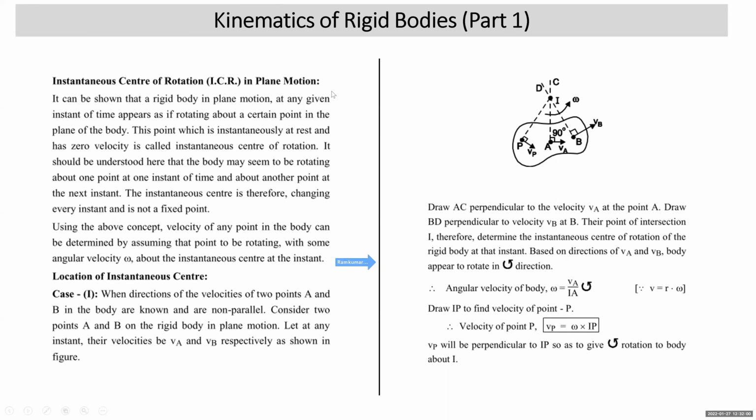Now, how do we solve the problems of general plane motion? This is what we are going to learn in this part. Now, this is an important theory part also. Many times they ask theory questions in the examination. What is ICR? What is instantaneous center of rotation?